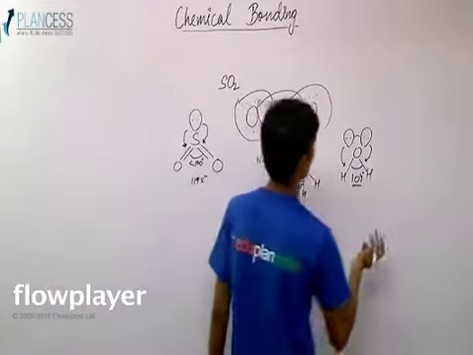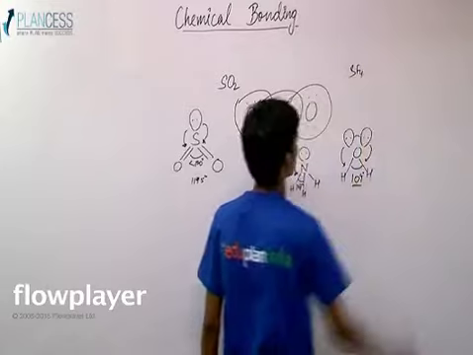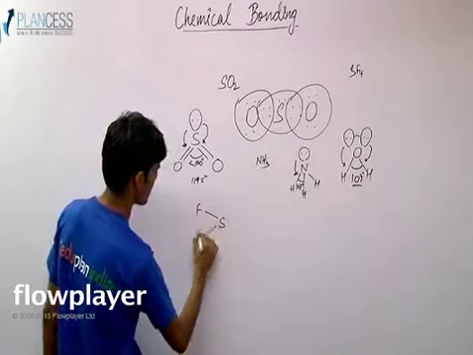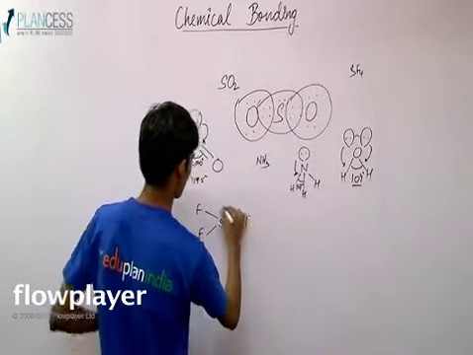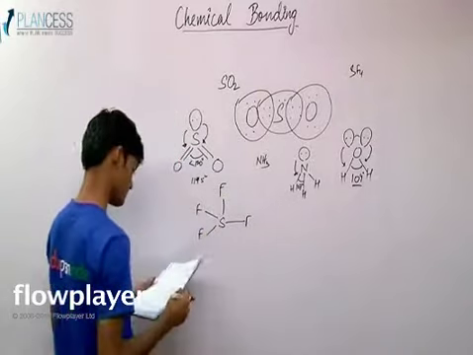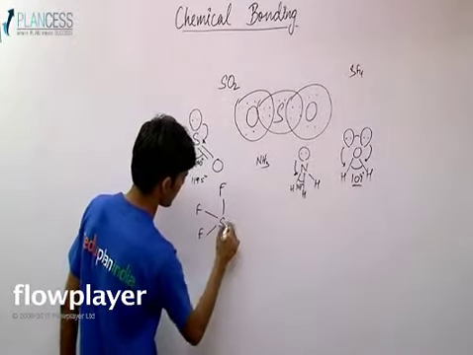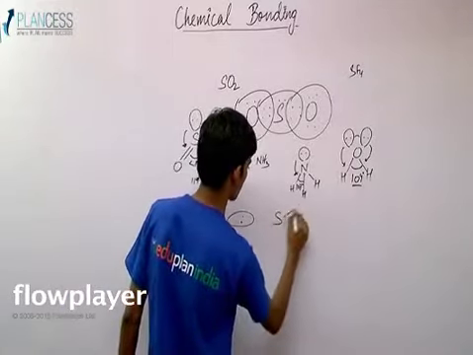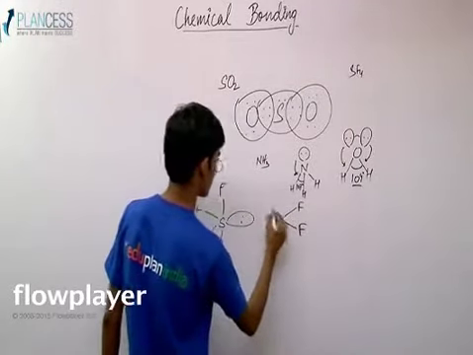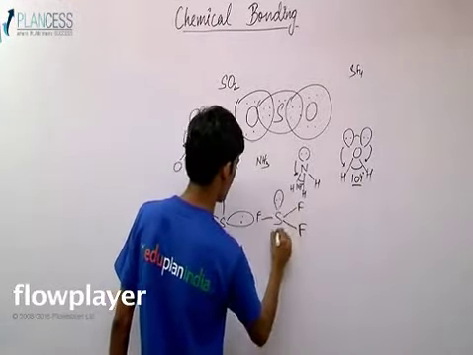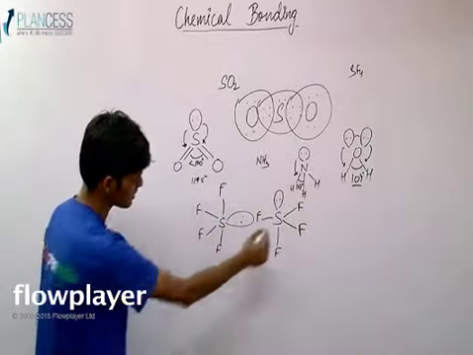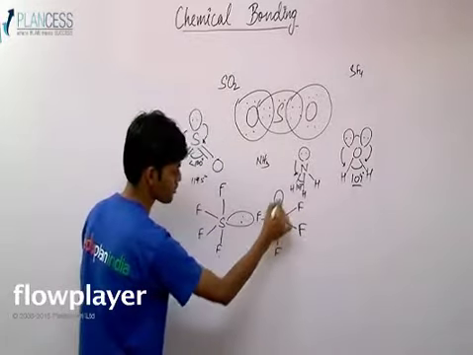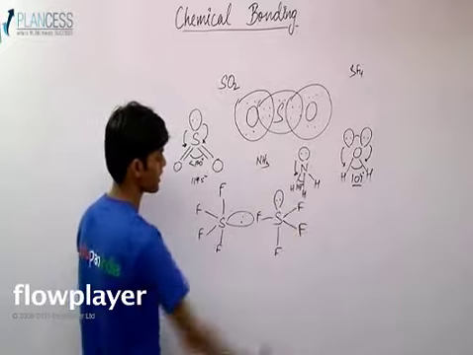The next is SF4, which is of the form AB4E. So F would be here, F would be here, F would be here, and the lone pair would be here, and F would be here. This is one of the possibilities. Another possibility is that F would be here, F here, and another F here, the lone pair is placed here, and F would be here. Now in this case there are three lone pair bond pair repulsions at 90 degrees. This is also 90, this is also 90, and this is also 90.